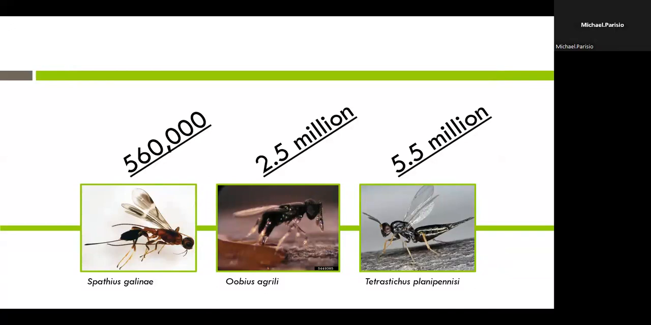That's Spathius galinae, which is what's in that picture here. They look almost identical. They're in the same genus. They're very similar, but Spathius galinae is from southeastern Russia and is more adapted to our climate in the Northeast. But you can see there's huge numbers of these things that have been released.